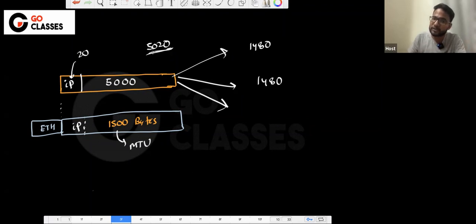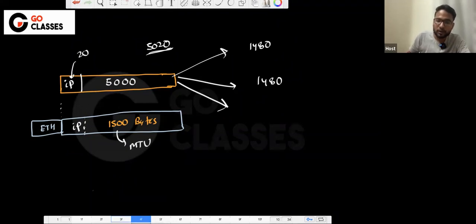Then first you need to take this IP header separate, and then it is just 5000 bytes. And if the MTU is given to you, then you also take the IP header separate. So basically, always subtract the IP header from the total length, and also from the MTU.